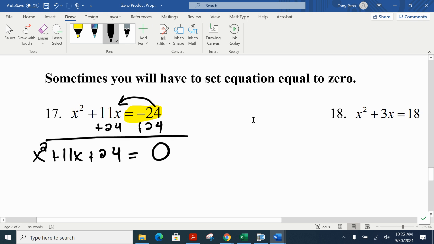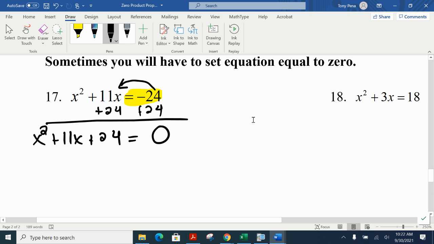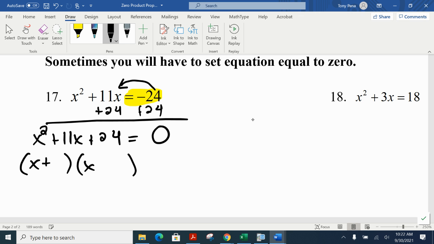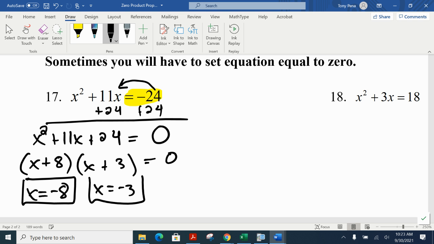Now it's nothing more than we did in the previous four problems. The numbers that multiply to be 24 and add up to be an 11, wouldn't that be an 8 and a 3? So x plus 8, x plus 3, give you 24, add up to be 11. And then we hopefully can look at that and say that x is a negative 8 for that first factor. x is a negative 3 for that second factor.